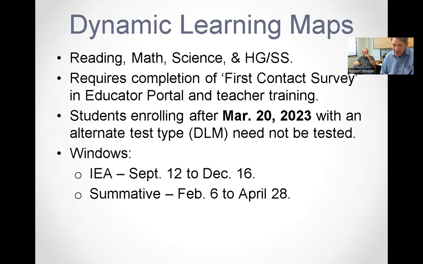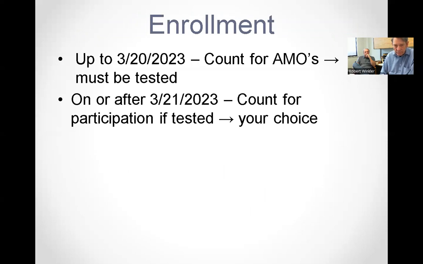DLMs, it's in reading, math, science, and history, government, and social studies. It requires the completion of a first contact survey, the educator portal, and teacher training. Students enrolling after March 20, 2023 with a DLM need not be tested. Enrollments. The student must be tested if they enroll on or before March 20th, 2023. If they enroll after that date, you decide. If they do take a test, the results will be reported.